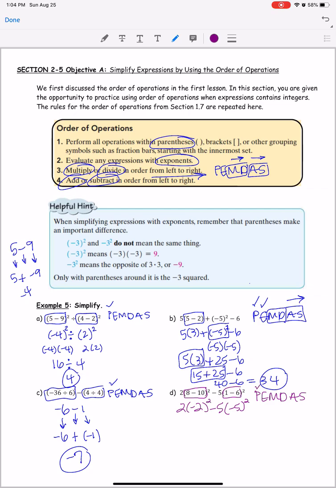So parentheses are done. So exponents, you got 2 exponents. Negative 2 in parentheses squared means negative 2 times negative 2, so that's a positive 4. Negative times negative is positive. I'm going to bring down my 2 from the beginning, my minus 5. And then this is negative 5 times negative 5. Negative times negative is positive. 5 times 5 is 25.